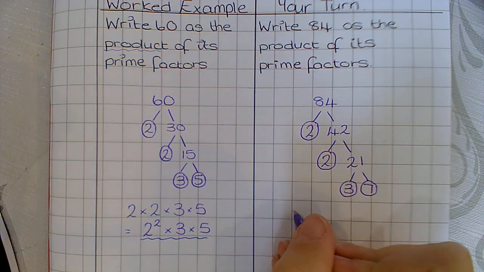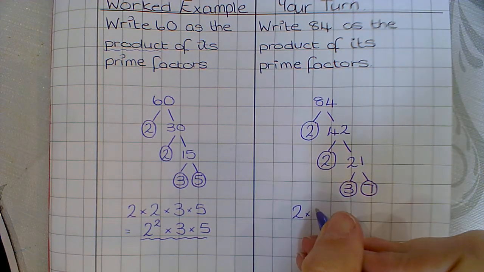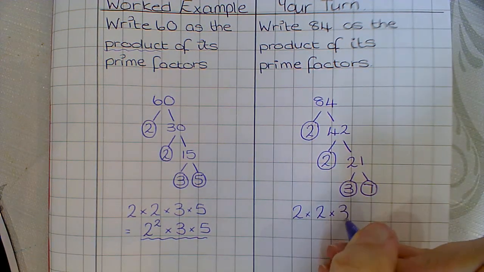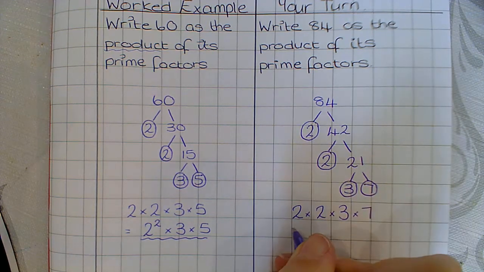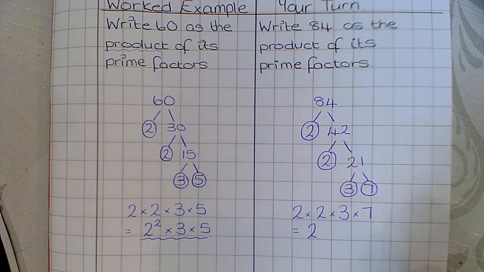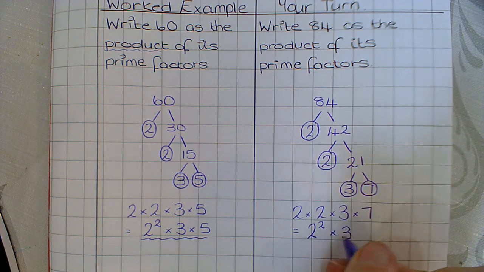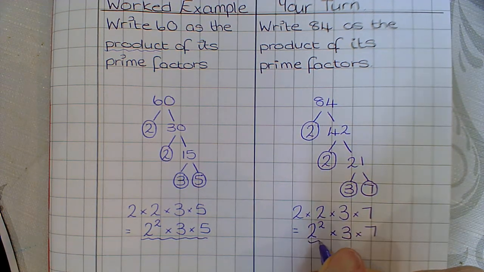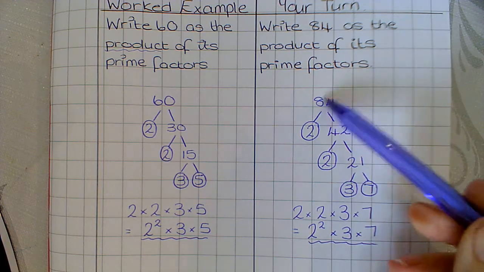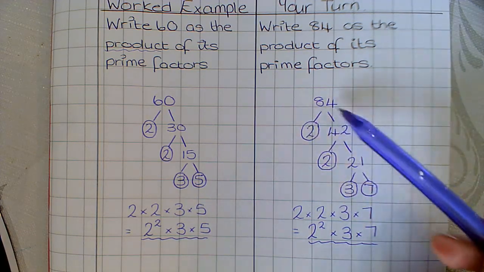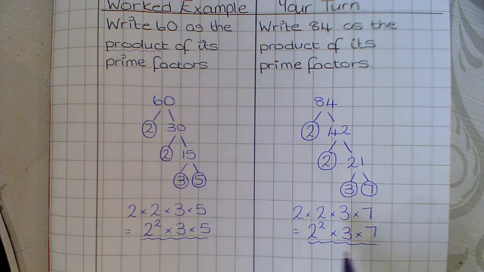So the long way of writing this sum out, 2 times 2 times 3 times 7. The short way, using what we call index form, would be 2 squared times 3 times 7. Like I say, the workings out, the diagram might look slightly different for different people, but the final answer will always be the same.